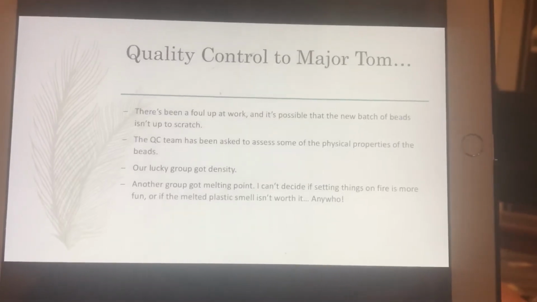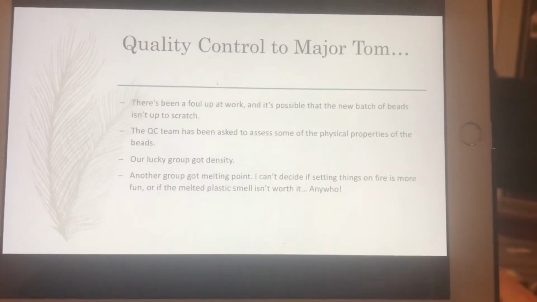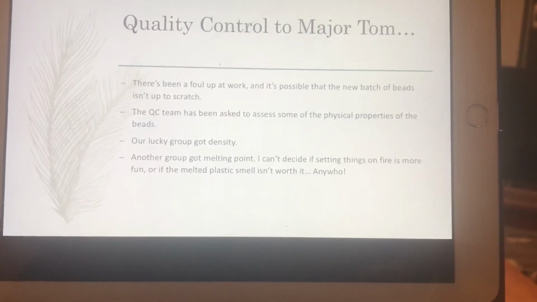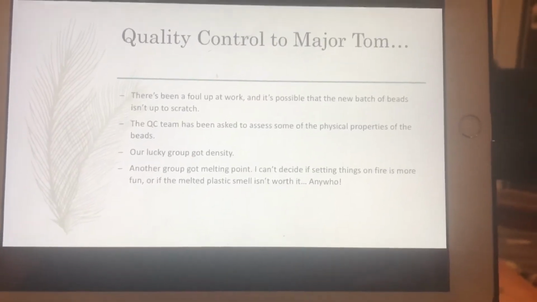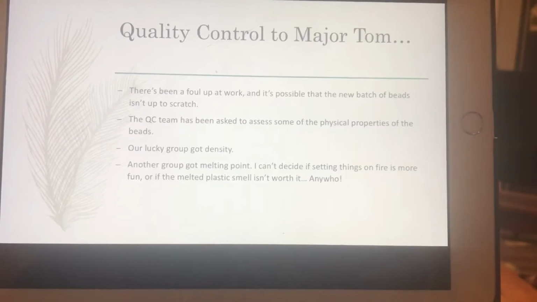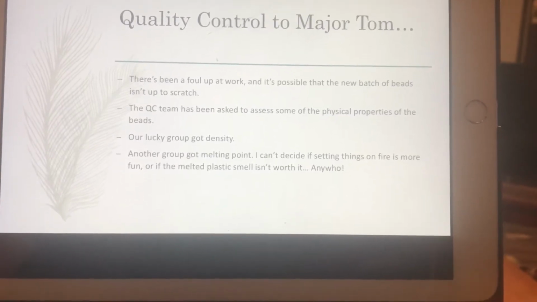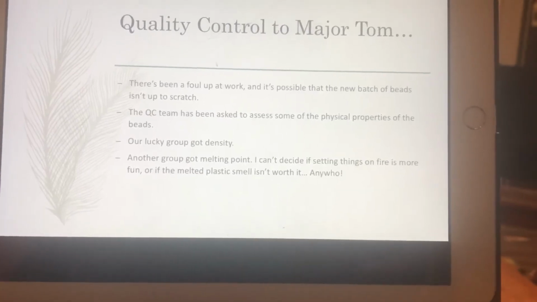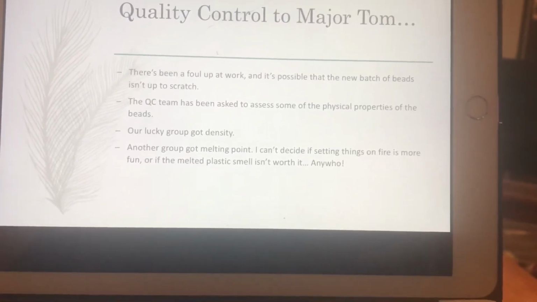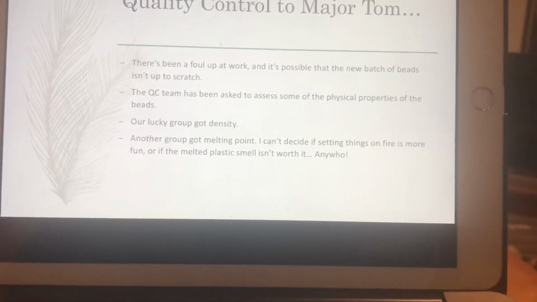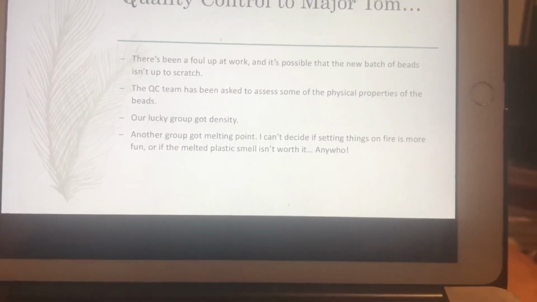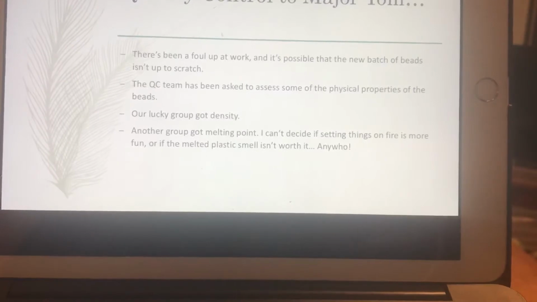All right, so the premise of this experiment was that the quality control department for a manufacturing firm that makes the plastic pony beads has had a problem, and they're trying to determine if these beads are okay to be distributed. So they've wanted different physical properties of the beads to be assessed, and one of them is density, to make sure that they're the proper composition weight for the amount of space that they take up.